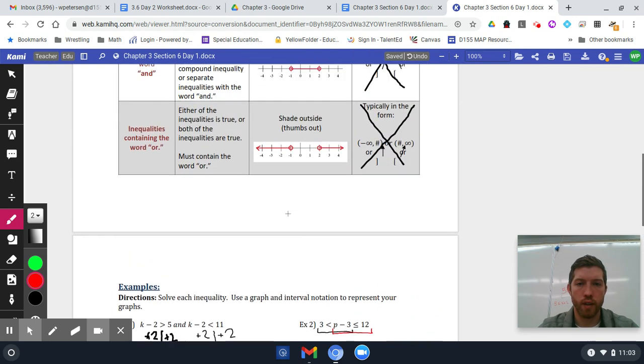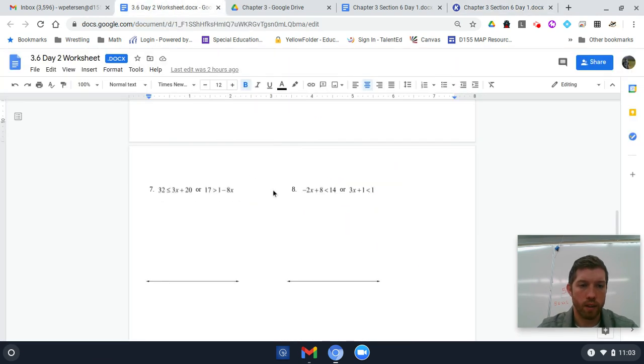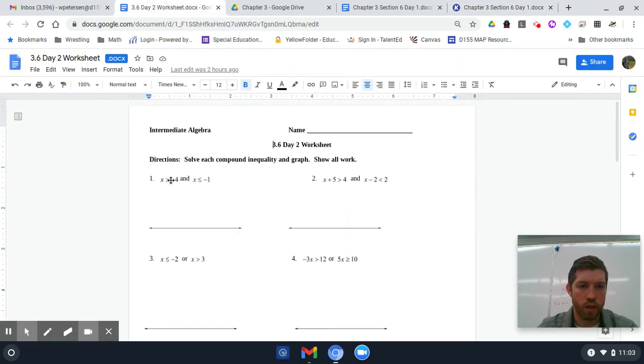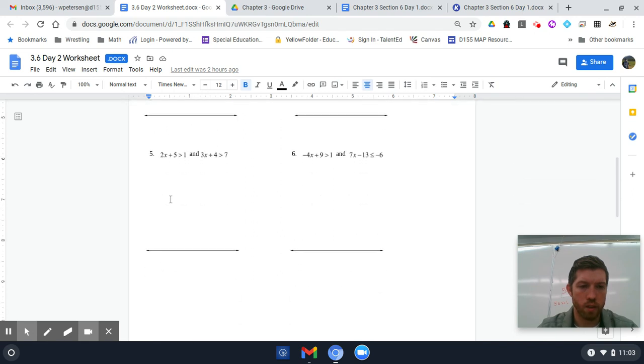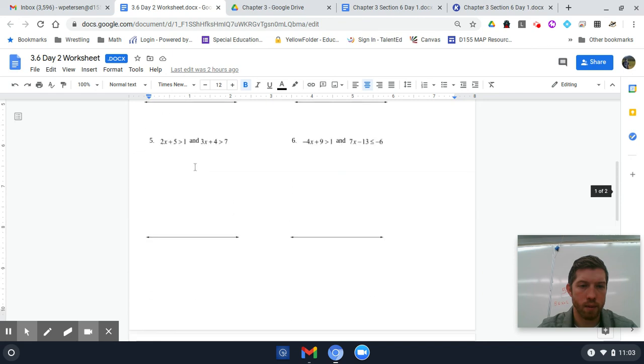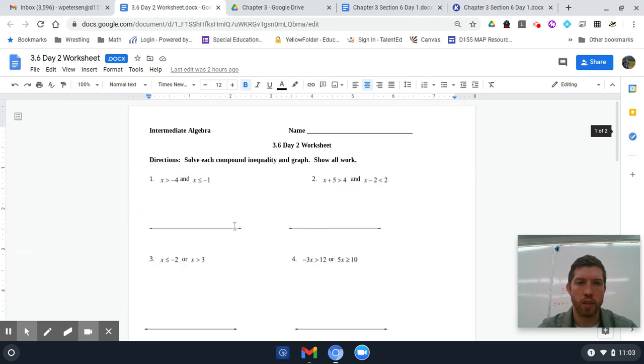So here's your notes for the day, guys. Your worksheet's going to be next. Do I have that up right here? I think this is it right here. So you guys are going to do 1 and 3, which are both or statements. Then you're going to do 5, which is an and statement, and 7, which is an and statement. So you guys are going to work on this next.